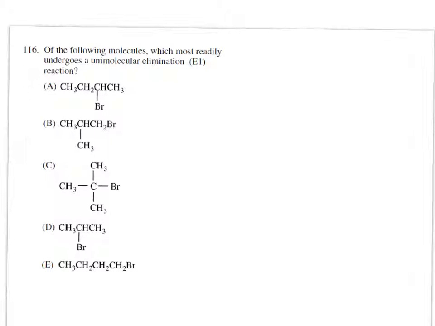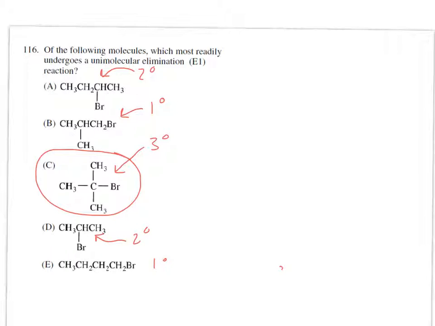So this one here will form a secondary cation. This one will form a primary cation. That'll give us a tertiary cation. That'll give us a secondary, and that one's primary. So there's only one tertiary. That means that that is the most favorable substrate for E1 reaction.